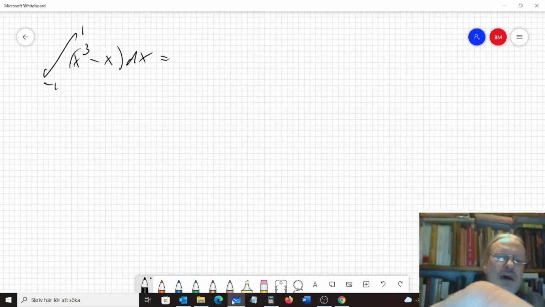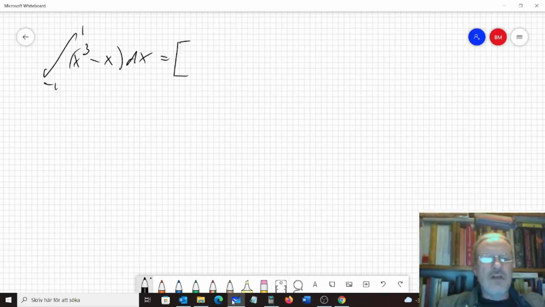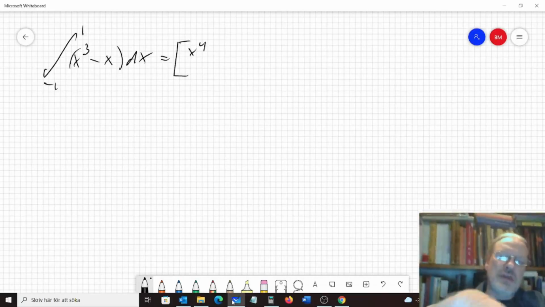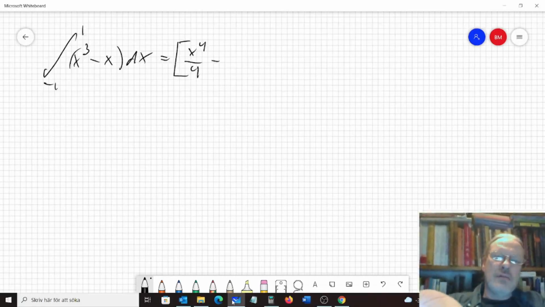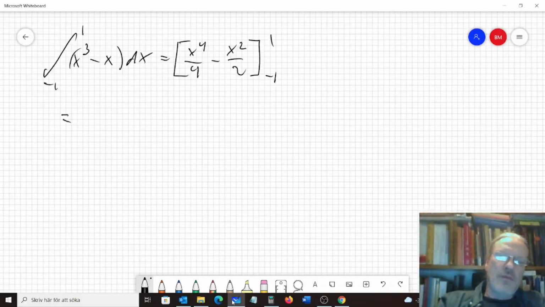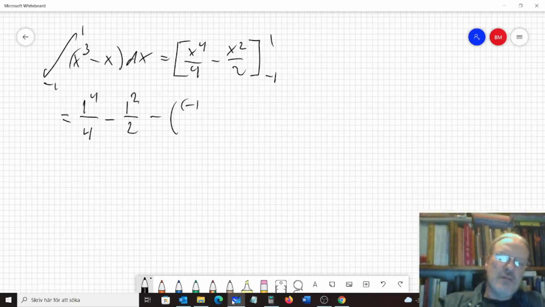So we need to find the antiderivative of x to the power of 3. And that will become x to the power of 4 over 4 minus the primitive function or antiderivative of x, which is x squared over 2, from -1 to 1. We plug in 1 into this, that will be 1 to the power of 4 over 4 minus 1 to the power 2 over 2, minus bracket, minus 1 to the power of 4 over 4 minus minus 1 to the power of 2 over 2.